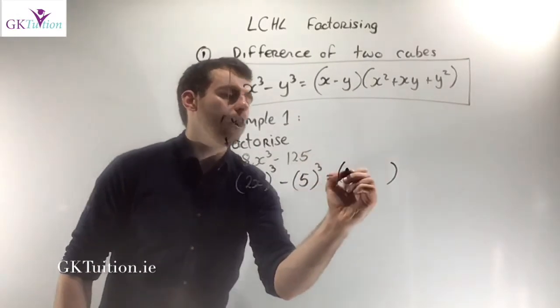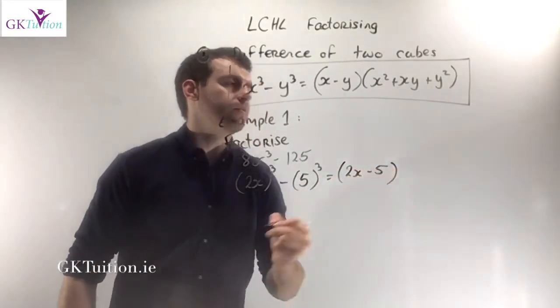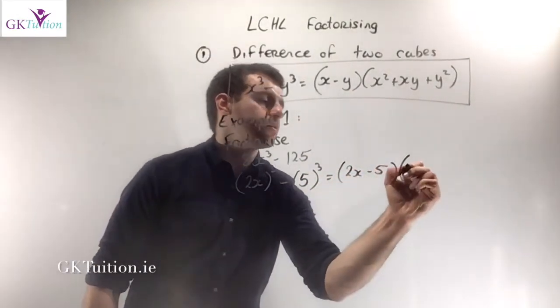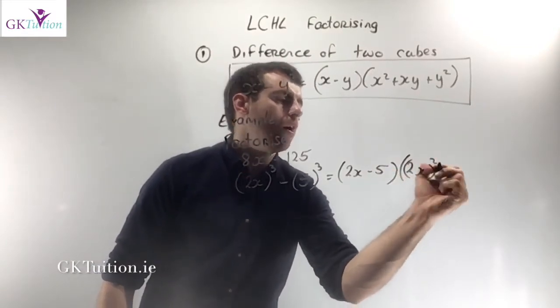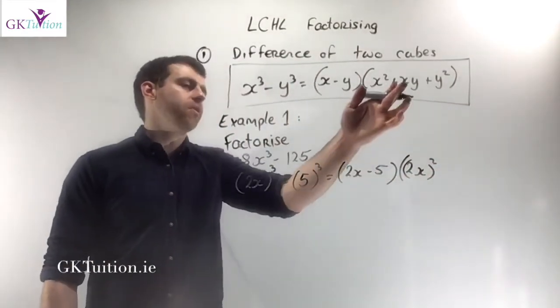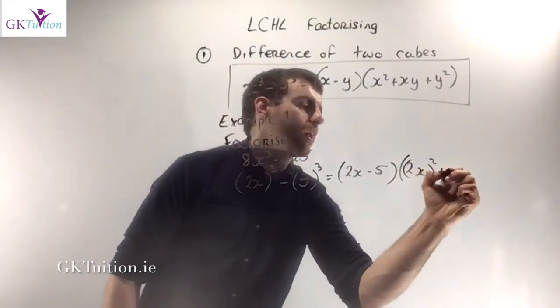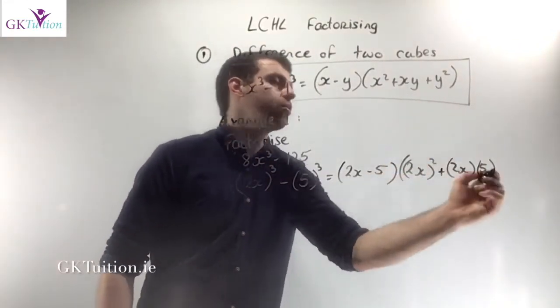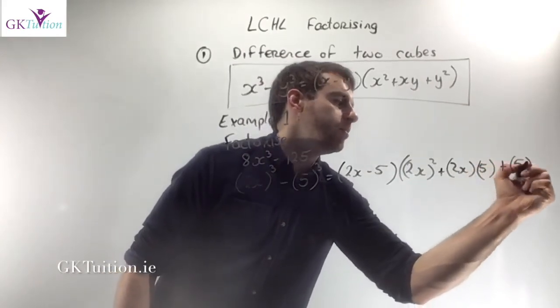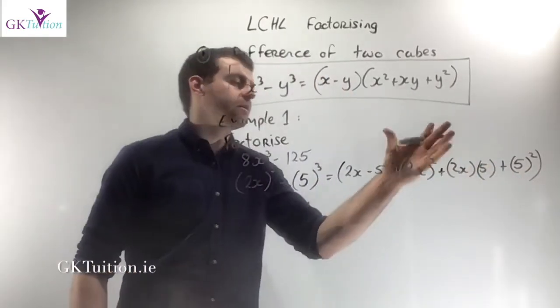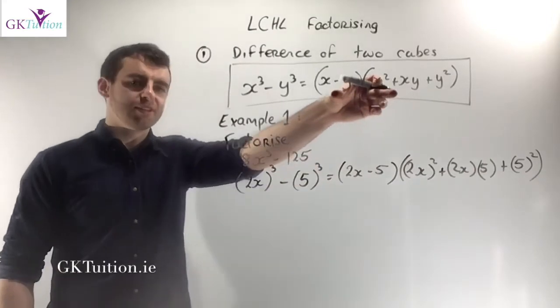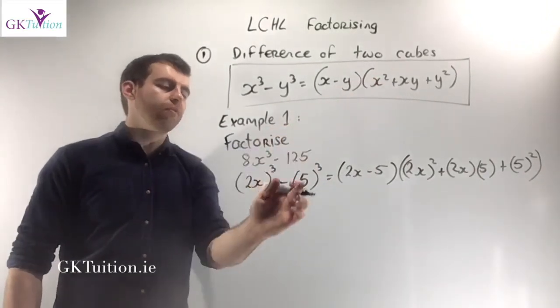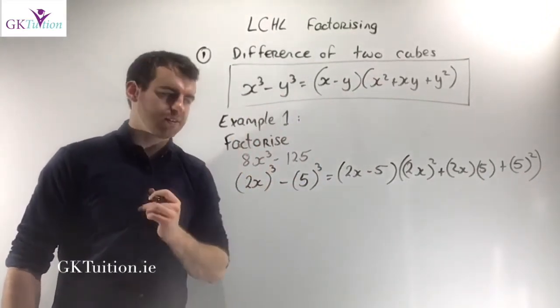Instead of x minus y I'm going to have 2x minus 5. Instead of x squared I'm going to have 2x all to be squared. Instead of x times y I'm going to have a 2x and I'm going to have a 5. And instead of y squared it's going to be 5 to be squared. So I want you to recognize that this is exactly the same as this. I've simply substituted 5 instead of y and 2x instead of x.